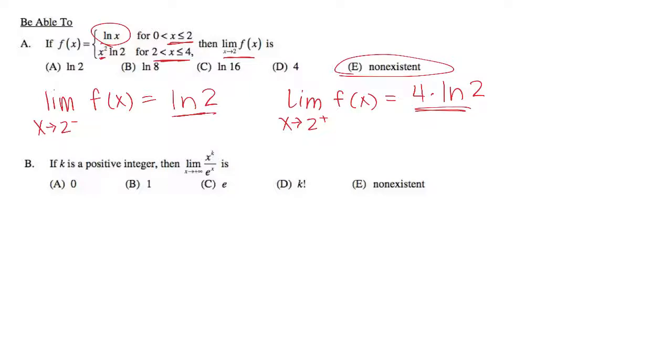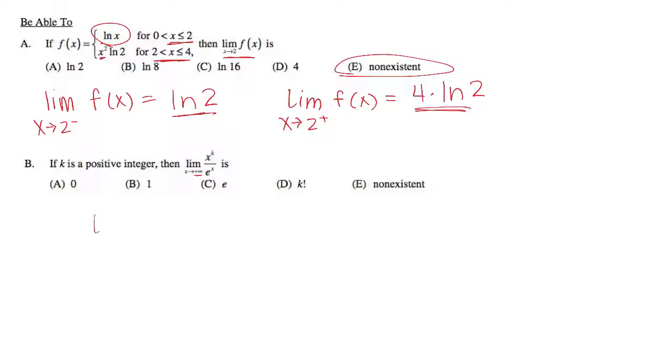All right, for part B, we are asked if k is a positive integer, then what is this limit equal to? So k is a positive integer. Well, this is one where we have to figure out which one has more power, because we're looking at our limit approaching infinity. So let's see if we can reason through this one. All right, so we're approaching positive infinity.